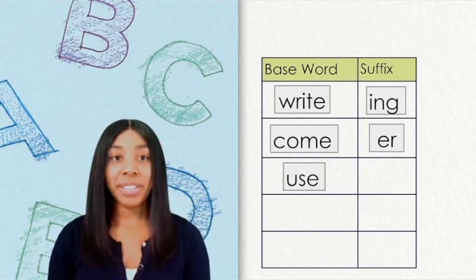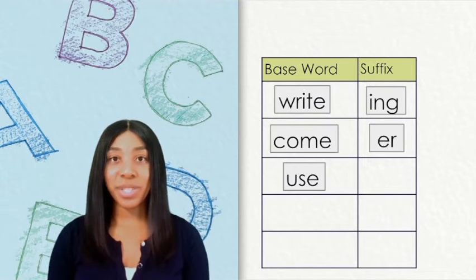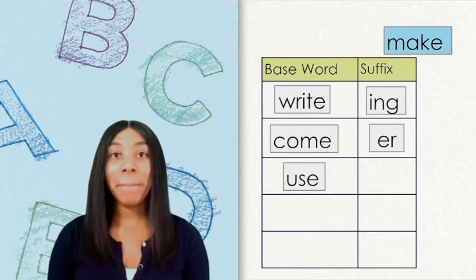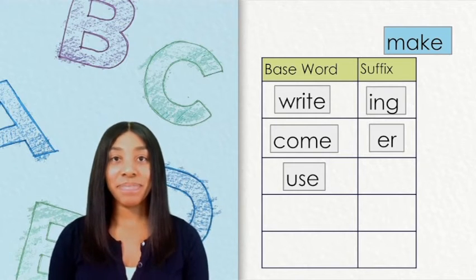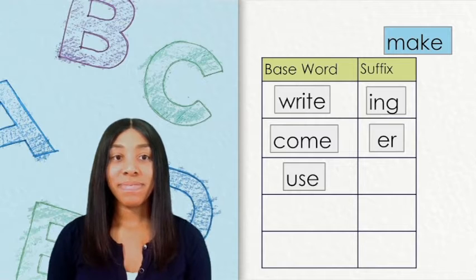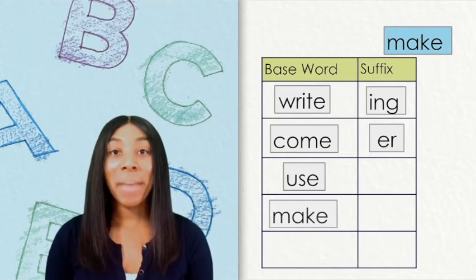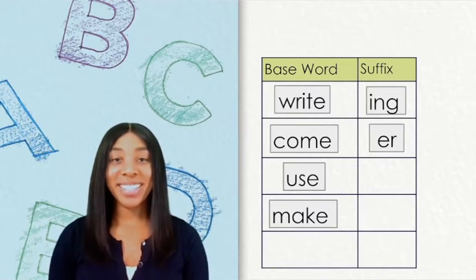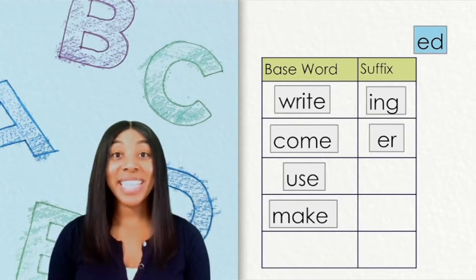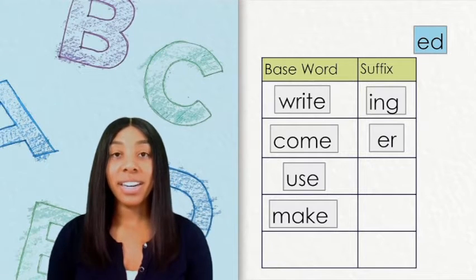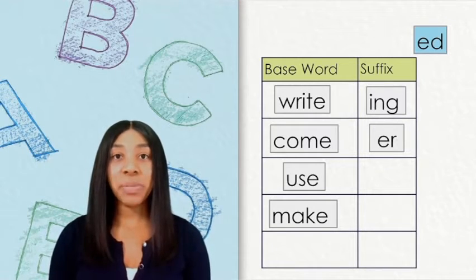Use is a base word. We can add affixes to this word. Make. Is this a base word or a suffix? Make is also a base word. We have ed, and remember it makes 3 sounds. Id, t, and d. Is this a base word or a suffix?